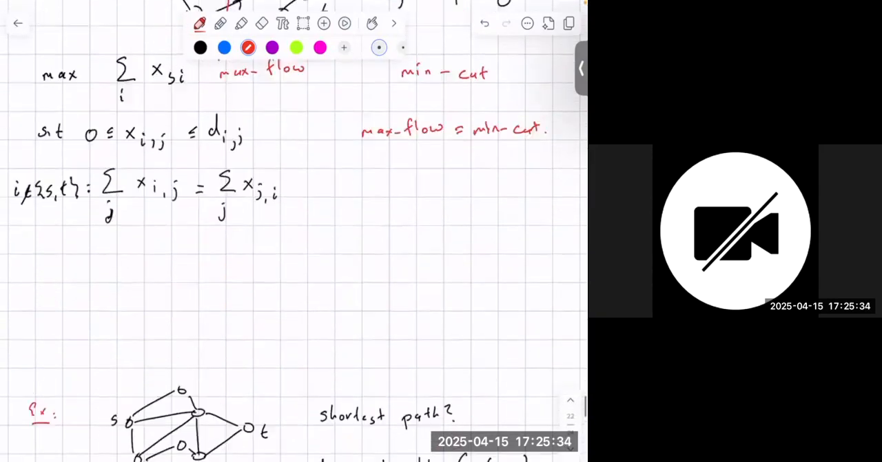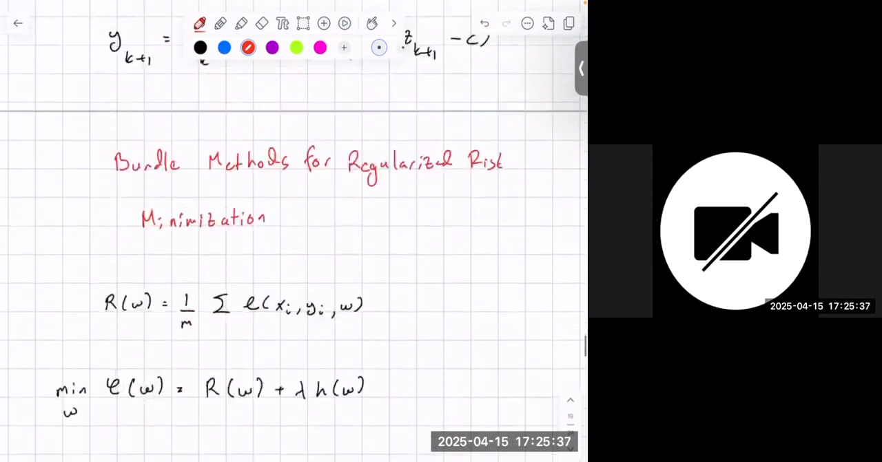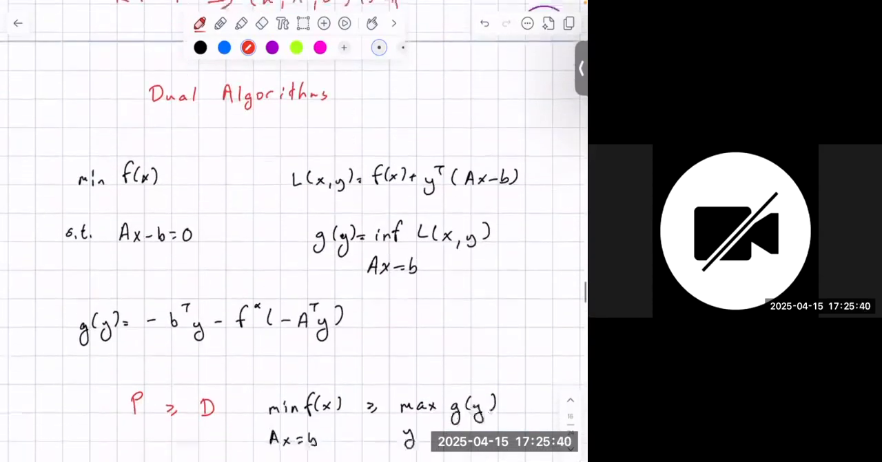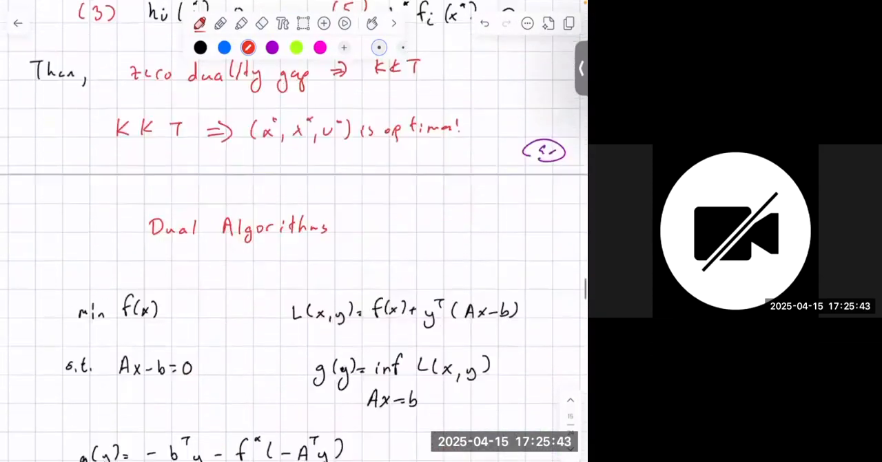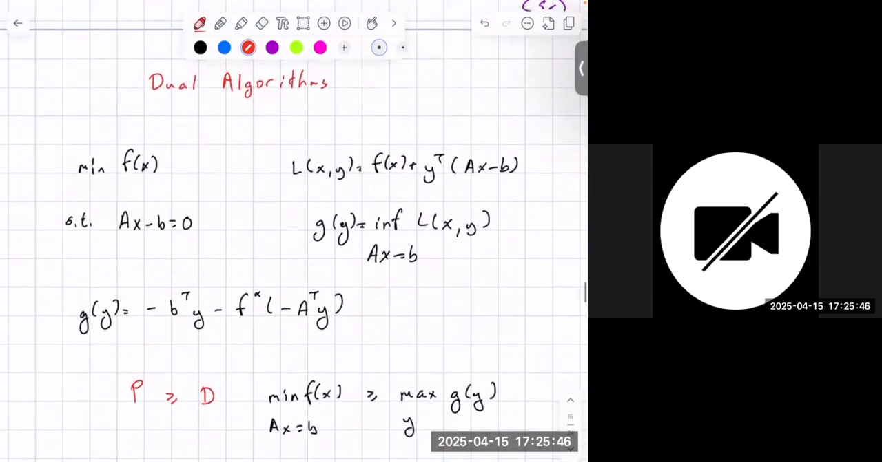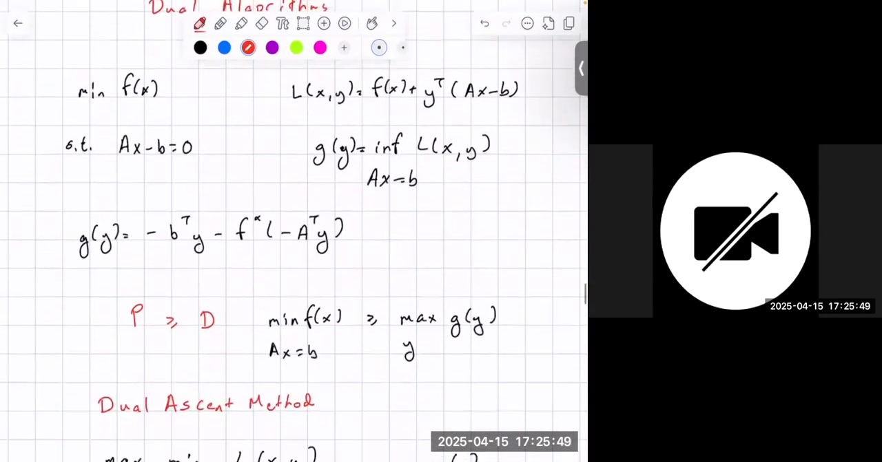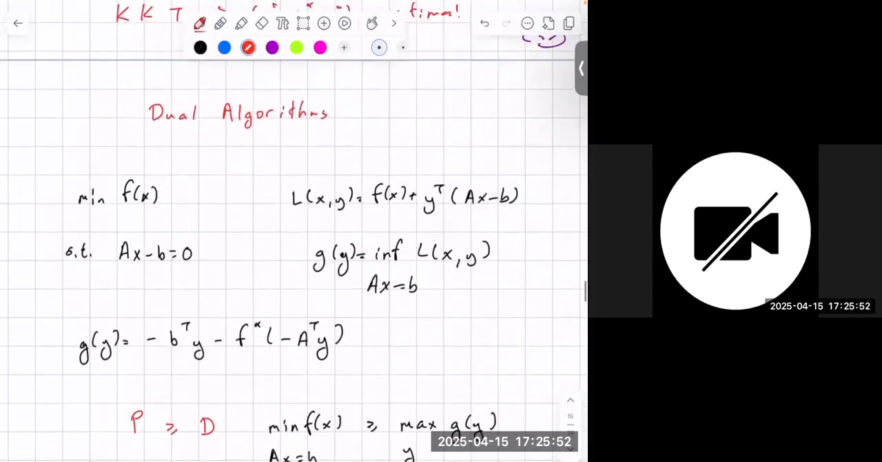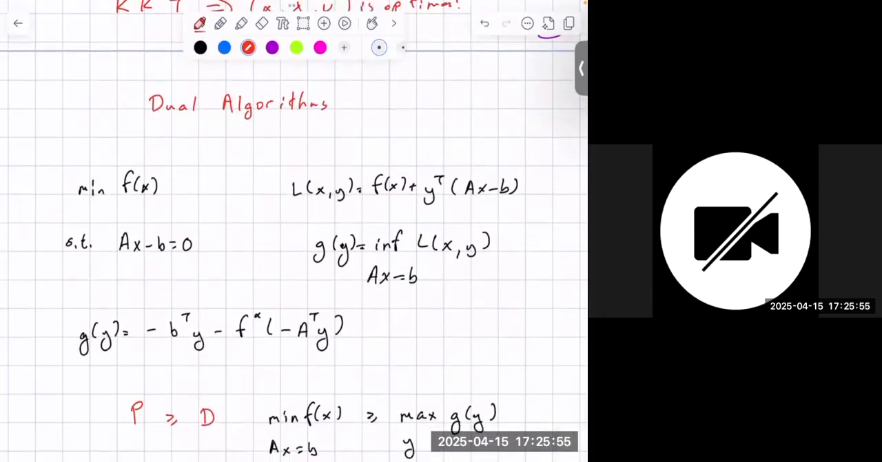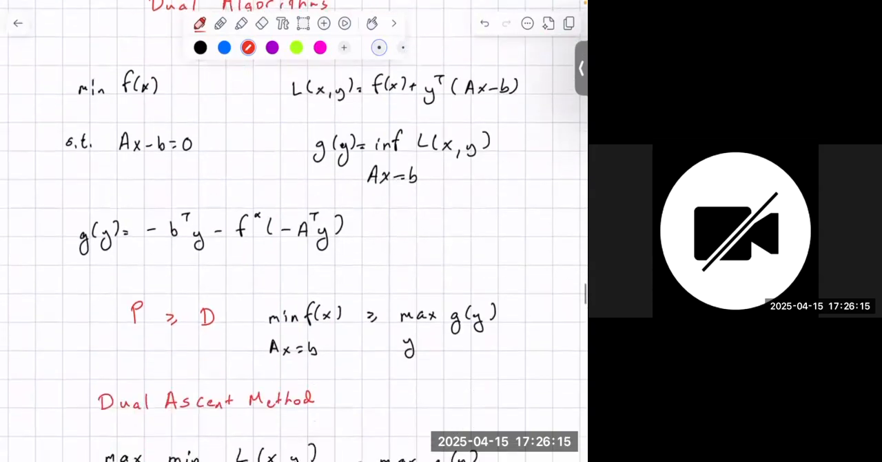Now let's circle back. So I showed you the Slater and KKT, which are constraint qualifications, which guarantee no duality gap. Now we are going to use them to design algorithms. So, quick reminder. This is your primal. This is your dual. And we figured the dual can also be written using this differential duality. And now suppose I know the Slater or KKT. I know there's no duality gap. I'm going to exploit it to design an algorithm.